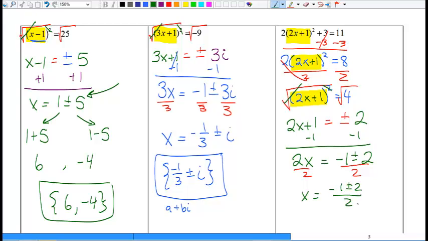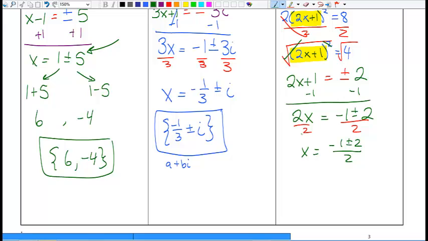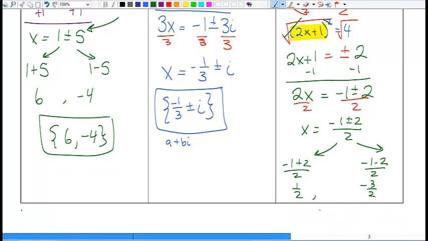over 2. Now, I have to keep going because I actually know what negative 1 plus 2 is. Earlier, I couldn't do negative 1 plus or minus 3i because I can't add a real number and an i, but I can add two real numbers in the numerator, so I'm going to have to keep going on this problem. So I have negative 1 plus 2 over 2 and negative 1 minus 2 over 2. So that gets me a half and negative 3 halves. So my two solutions are 1/2 and negative 3 halves.